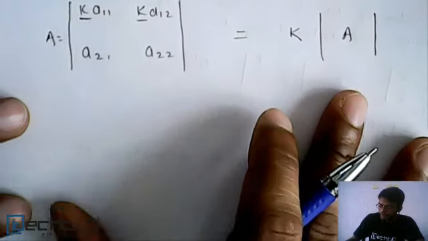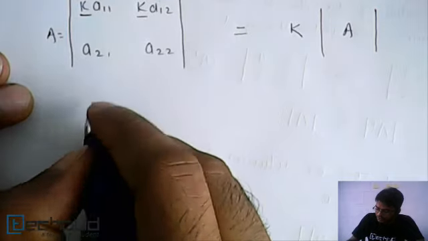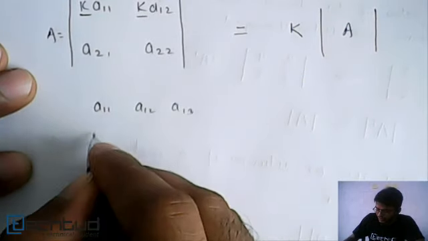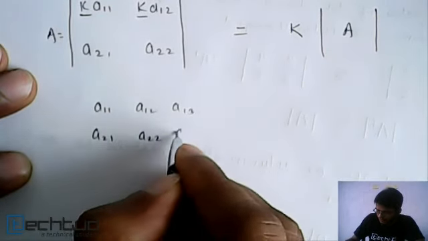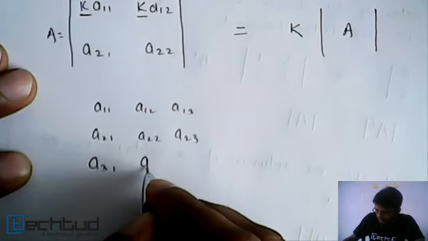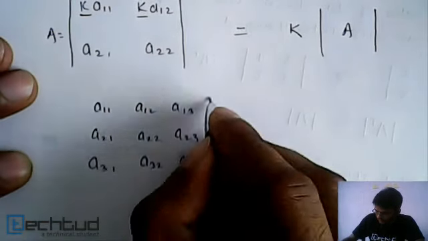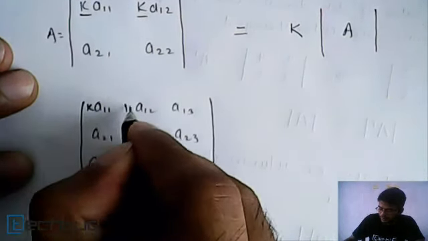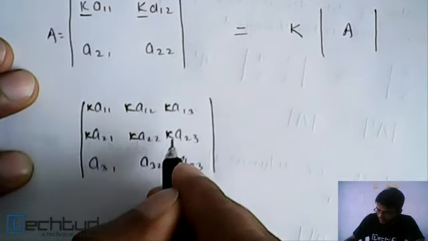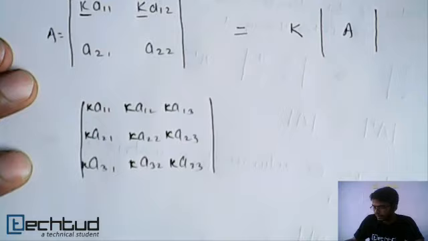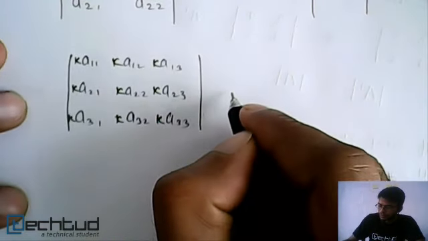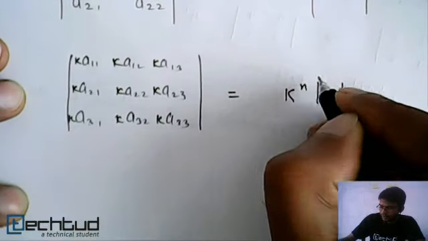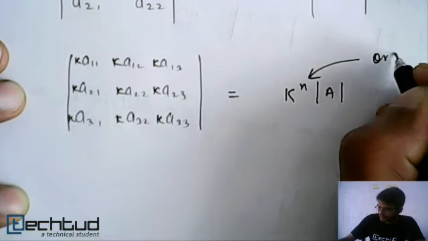But if we multiply each element of a determinant, for example a11, a12, a13, a21, a22, a23, a31, a32, a33, if we multiply each element by k, then the value of the determinant will be k to the power n times the original determinant, where n is the order of the determinant.